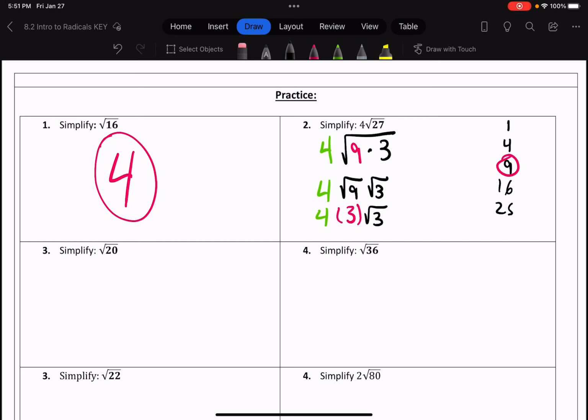And the last step I have to do is simplify my coefficient here. 4 times 3 is 12. So my simplified radical is 12 square root of 3. Meaning that 4 square root of 27 is the same thing as 12 square root of 3. So they're the same radical, it's just that 12 square root of 3 is our simplified version.